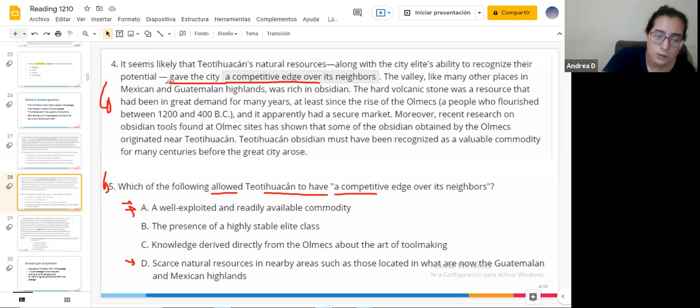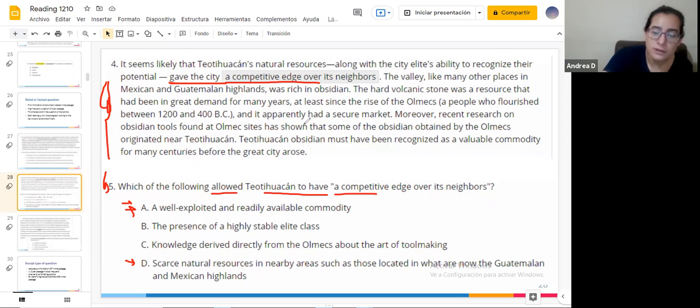Now, once you look at where your keywords are, I guarantee that the answer is going to be very close to that. The biggest mistake I would say that people make in these detailed questions is thinking of this as a summary. They try to summarize the whole paragraph, come up with different ideas from each part of the paragraph, and then look for the answer. But that's not really what you're being asked to do. Here you have something super direct: what allowed Teotihuacan to have a competitive edge? And here we have something just as direct: what gave the city a competitive edge? So you just need to match them both.